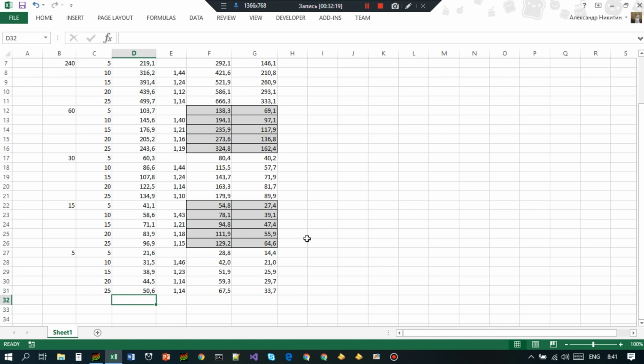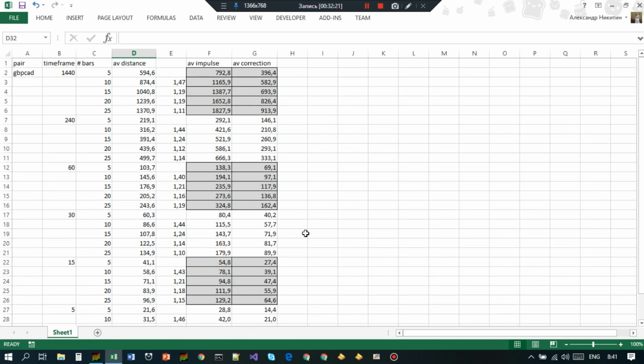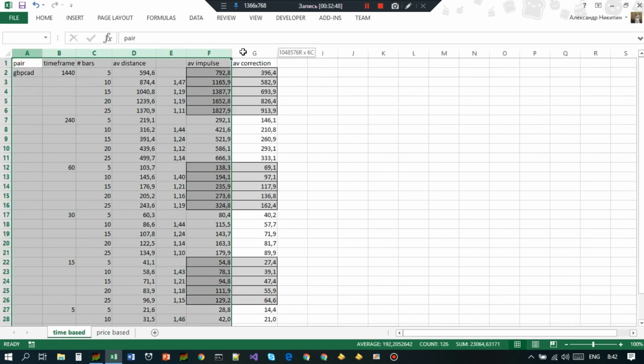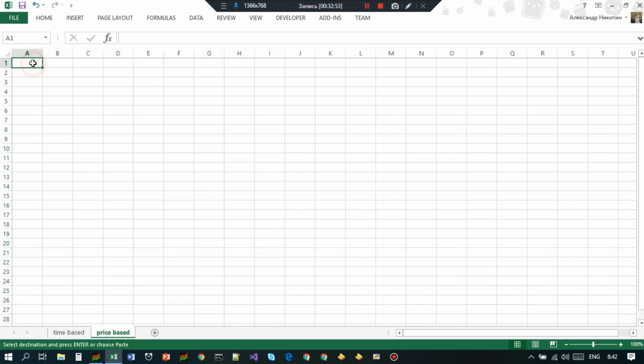And now let's create a separate spreadsheet. This will be the time-based algorithms, and now we will switch into price-based algorithms. So it should be price-based. I will copy that, of course, and I will paste it here.